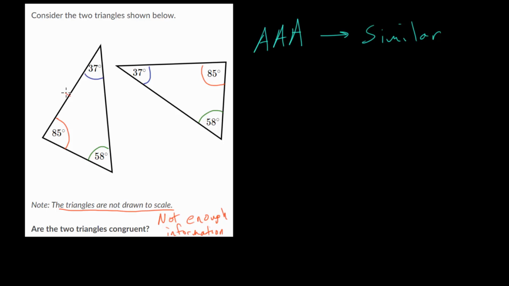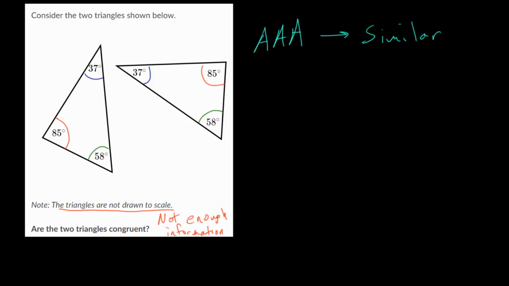If we knew that maybe this side here and this side here, that these were equal, then we would know for sure that these are congruent triangles, since we'd have angle, side, angle for both of these. But we don't know that. So we don't want to make any assumptions about the side lengths.